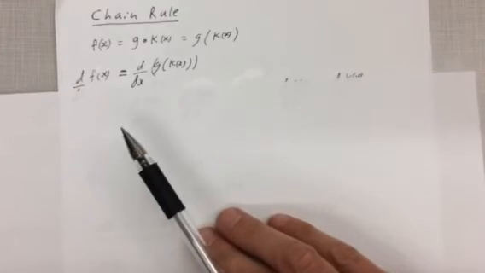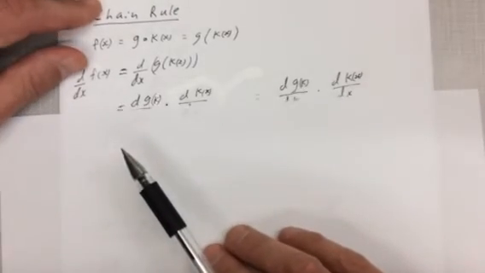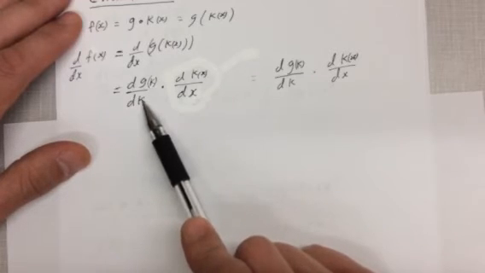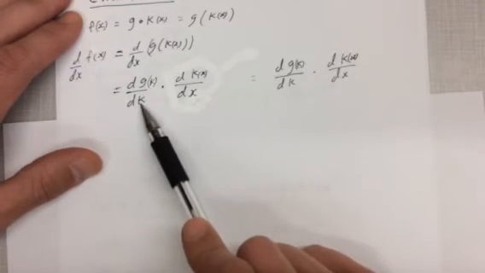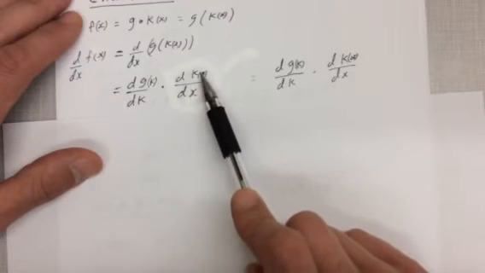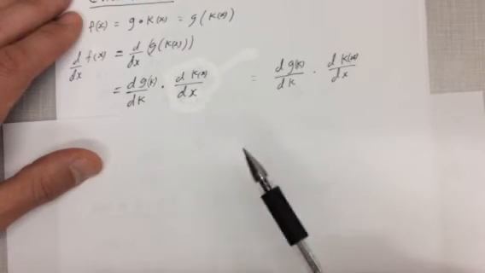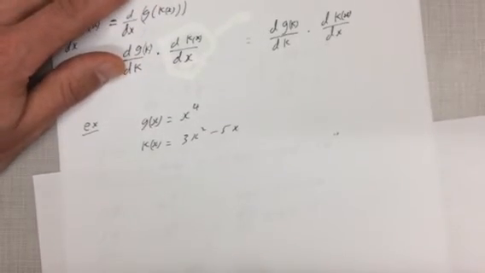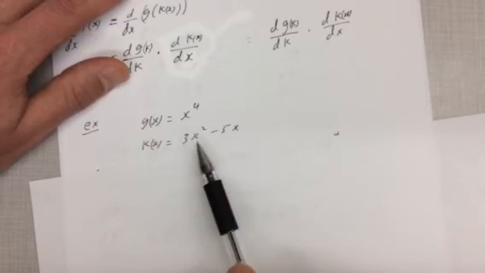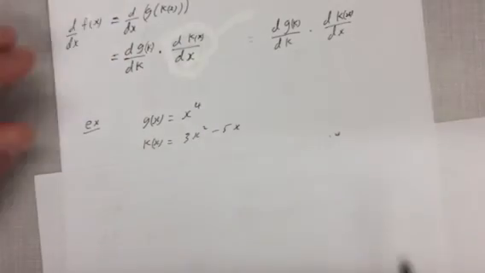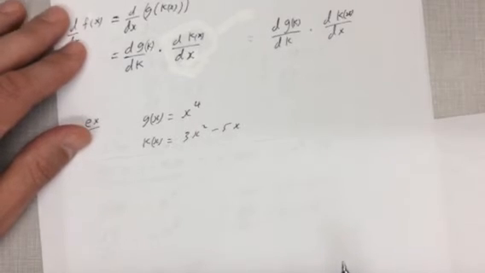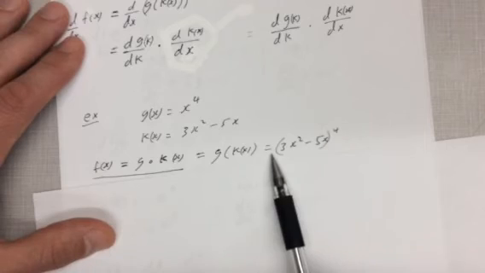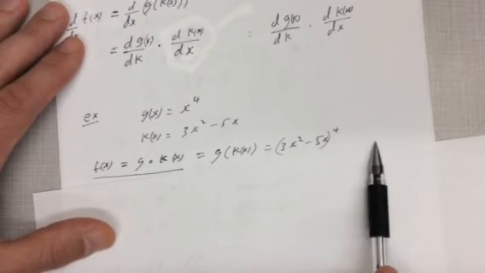Same rule applies. We get the derivative of the outside function, but with respect to k. So df by dx is dg by dk times dk by dx. Okay, and let's look at an example for this one. So let's let g of x equal x to the 4, k of x equal 3x squared minus 5x. This is the power rule chain rule. So we've got this. We know how to do this. Bring the 4 down, reduce by 1, multiply by the derivative of the inside.